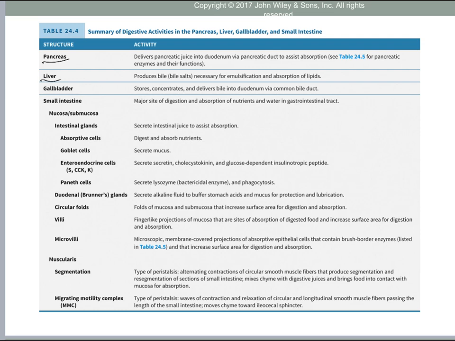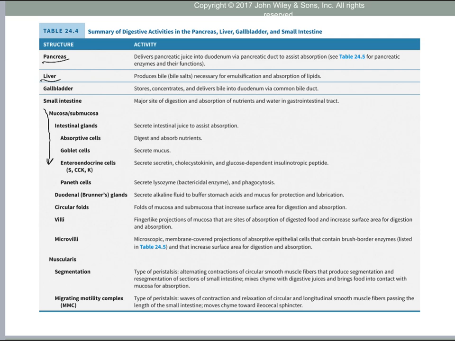The liver, its job, producing bile salts, which is necessary for emulsification, remember, breakdown of lipids as well as absorption. The gallbladder is going to be our storage tank, storing and concentrating bile and delivering it into the duodenum via that common bile duct. That brings us to our small intestine. And in our small intestine, we see a host of regions, at least words we have discussed already, just a nice and neat package to break it down.